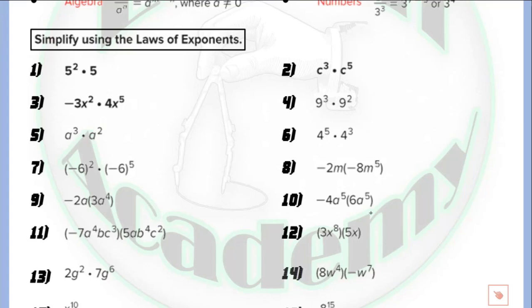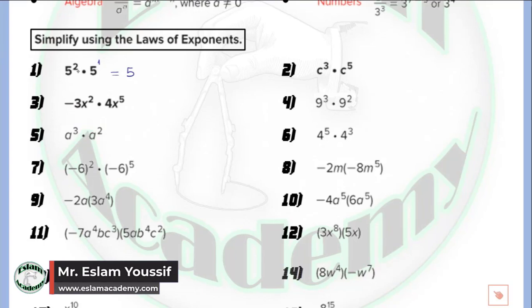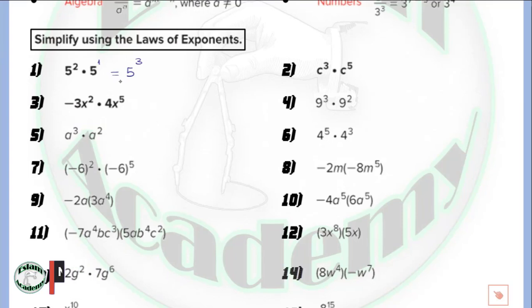You will find that in the first question we need to simplify each expression using the laws of exponents. In question number 1 we have 5 to the power 2 times 5. When you don't find any power, it means the power is equal to 1. Because we have the same base, we just write the base without any change and add the power. So 2 plus 1 equals 3. So the answer will be 5 to the power 3.